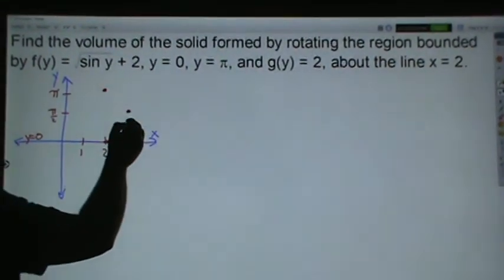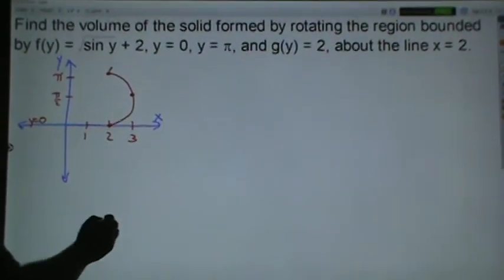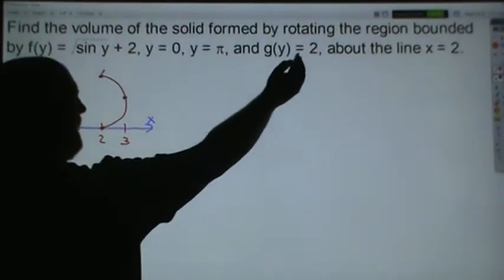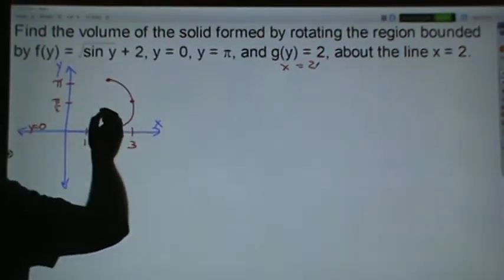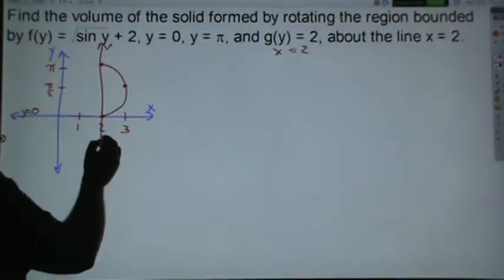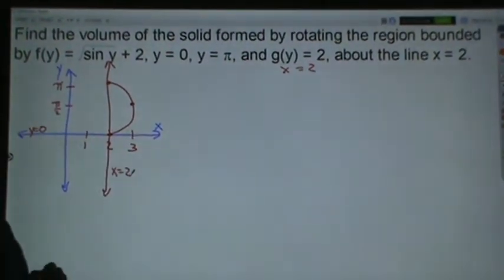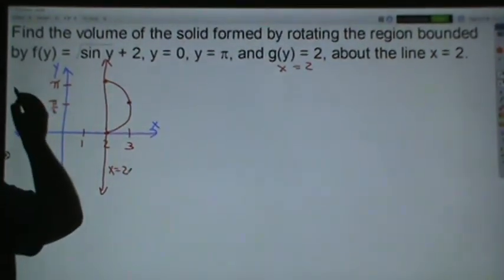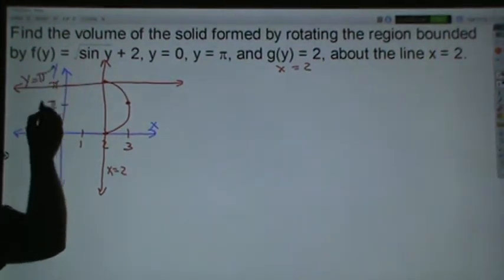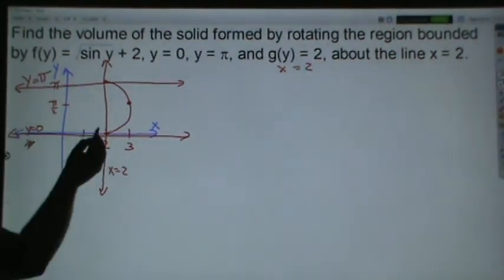So I would have something that looks like this, and if we were to continue graphing, it would look like a sine curve, but vertically. But we only really need this section because we have this vertical line, g of y equals 2, which is like x equals 2 is what we should be thinking. So I'm going to have a vertical line right here, x equals 2, and I have my horizontal line right here, y equals pi. I have my horizontal line right here, y equals 0, which I already had labeled.